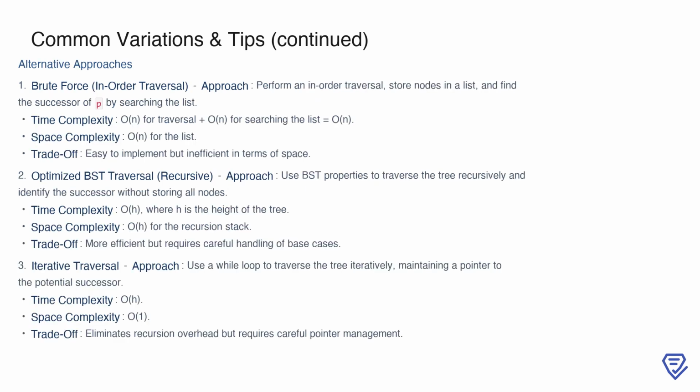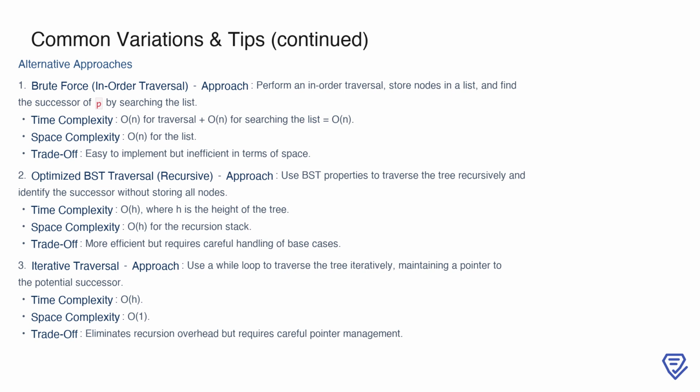There are multiple approaches to solving this problem, each with its own trade-offs. The brute force method involves performing an in-order traversal, storing the nodes in a list, and then searching the list to find the successor of P. While this is straightforward to implement, it requires O(n) time for traversal and an additional O(n) space for the list, making it inefficient.